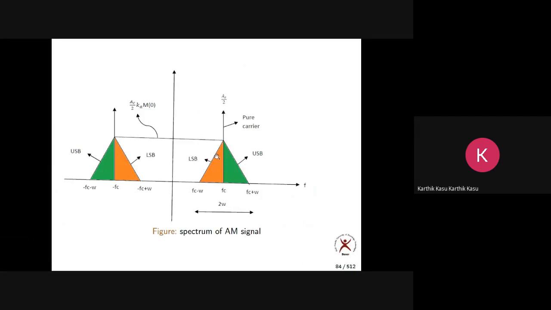So this is M of F minus FC multiplied with AC Ka by 2. What is M of 0? Amplitude of the baseband signal. Now this is M of F plus FC, and this is M of F minus FC.